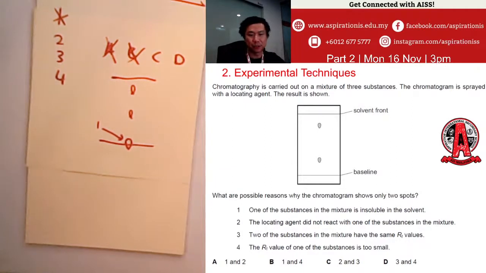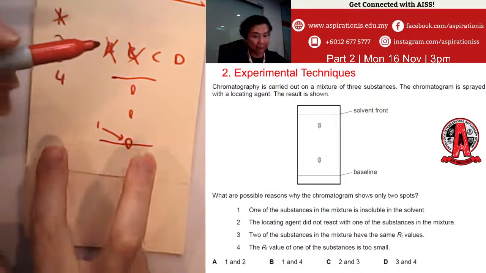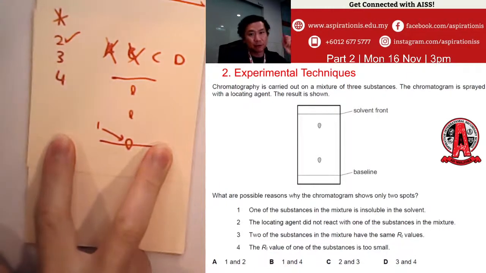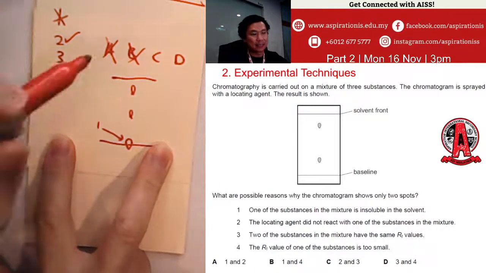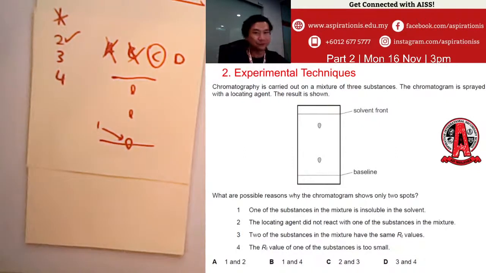Okay, let's read number 2. The locating agent did not react with one of the substances. This is plausible. So if the locating agent did not react, then you will not see the spot. So 2 is not bad. Now if you are very, very certain that 2 is the answer, then the answer will be C already, right? Okay, so at this point you're almost sure it's C.